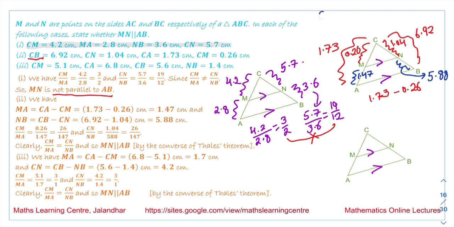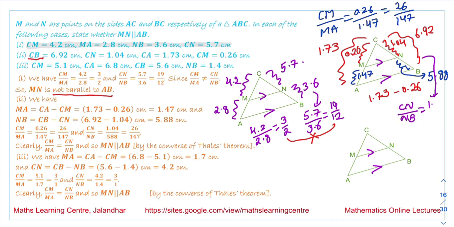So if we talk about the value of CM over MA, the answer is 0.26 over 1.47, that is 26 by 147. Similarly, if we calculate the value corresponding to this side, we have CN over NB, that is 1.04 over 5.88, which is equal to 26 by 147. So what we see is that this value is 26 by 147 and this value is 26 by 147, so both of these are equal.